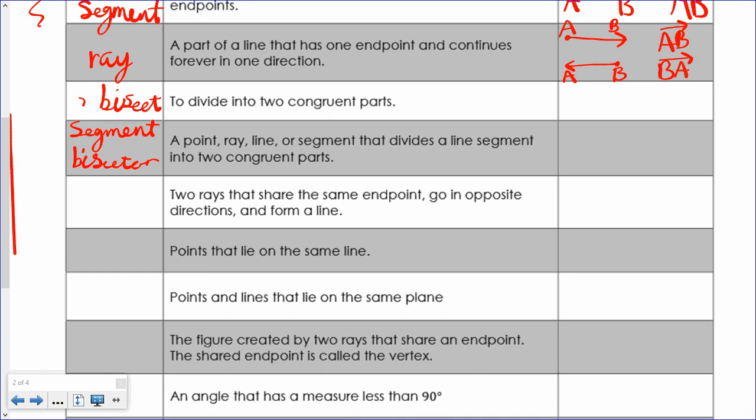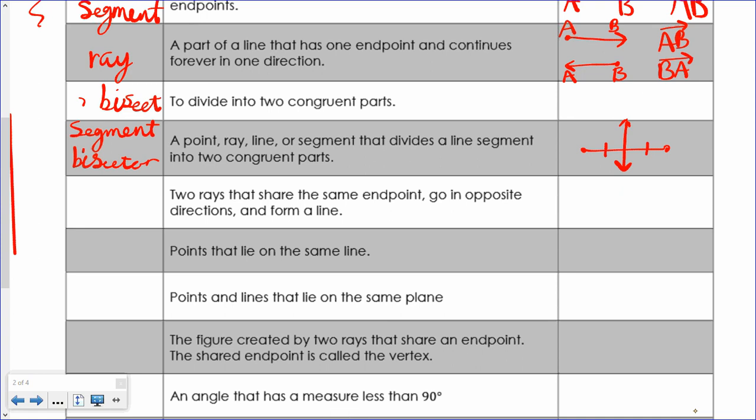Segment bisector. Now, I don't really know how you guys want to draw this. That could be a line, that could be a ray, that could be a segment, could be just a point, but as long as it divides it in half. Have you guys ever seen this before, those little hash marks? Those little hash marks mean that those two segments are of equal length. So when something is bisected, those two little halves are the same.